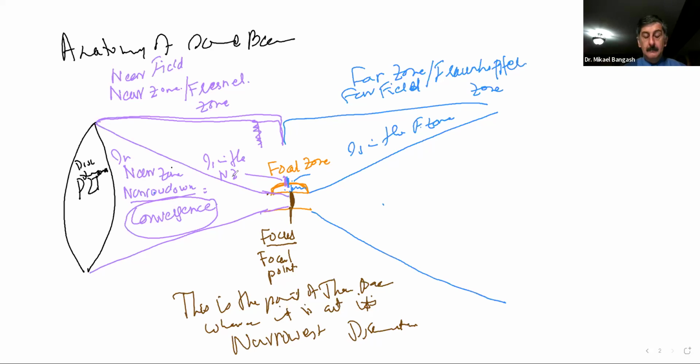So when looking at the beam, what is going to be the focal point or focus? That's the point in the beam where the beam is at its narrowest diameter. Where does it fall? It falls at the end of your near zone. Did you guys get that?